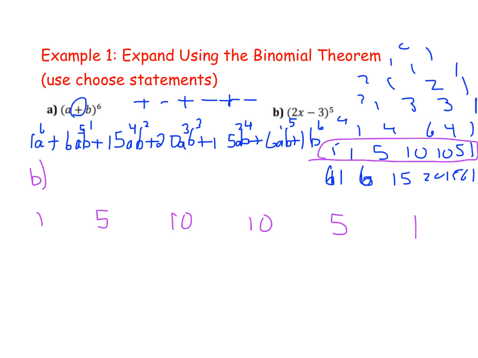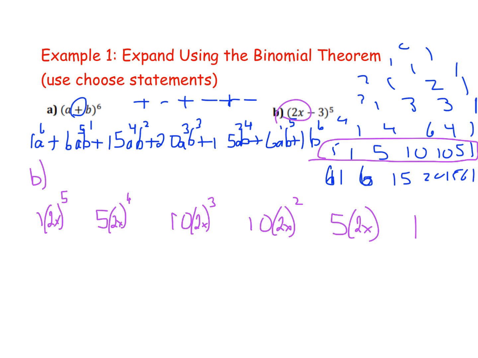Now when it comes to putting in the values for my variables, my first variable was 2x, and this is where it gets a little bit tricky, because if the exponent's going to be 5, then the base is 2x to the 5. So here I have a base of 2x to the exponent 4, 2x to the exponent 3, 2x to the exponent 2, 2x, and nothing, because 2x to the 0 is 1.